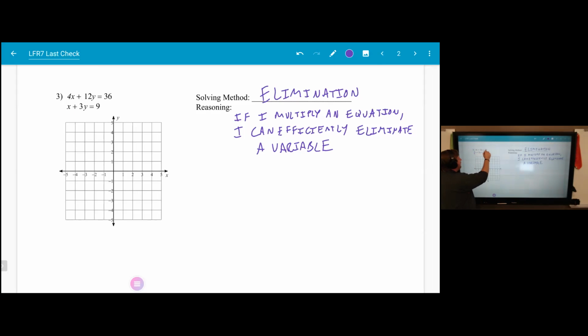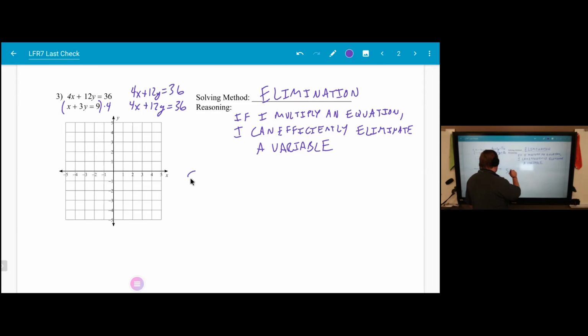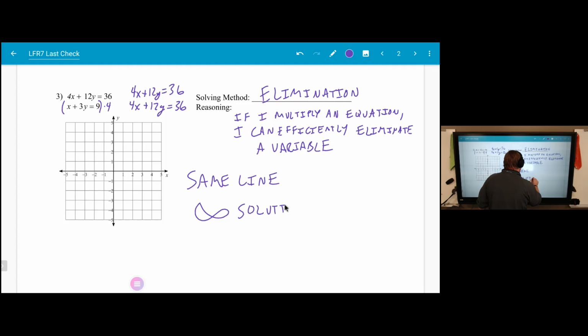I see that if I multiply the bottom one by 4, I get 4x plus 12y equals 36. That's funny. And why is that funny? That means they're the same line. It's the same line. If they're the same line, how many times does the same line touch? Well, infinitely. Infinite solutions. I like that one a lot.